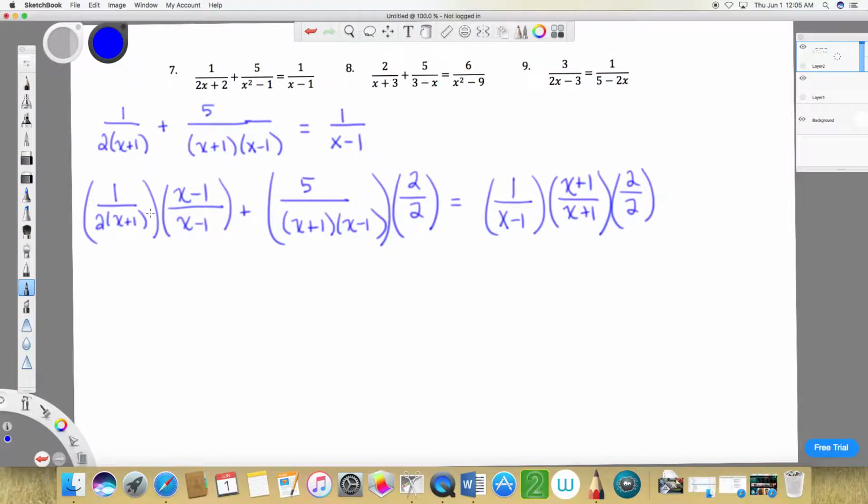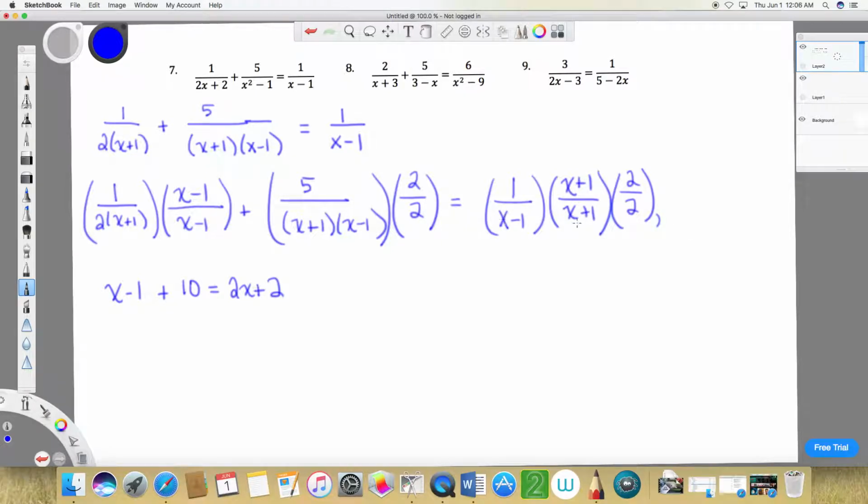So let's come back to here. If I were to multiply every term by this common denominator, all these denominators would cancel, and over here in this first term, I would have x minus 1. Here I'd have 5 times 2, which is 10. And on the right-hand side, multiplied by 1, you get the same thing back, and x plus 1 times 2 is 2x plus 2. So this equation is much easier now to solve than the original ugly equation with these fractions.